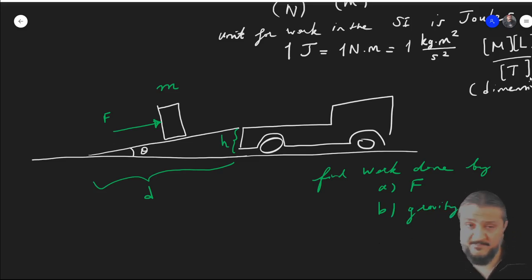We have F pushing it uphill. We have mg, weight, downward. What else do we have? We have the normal force that this inclined plane exerts on the object. That is the normal force, N or Fn. And the angle between mg and n from this side is also equal to theta. This is also equal to theta. Okay, so let that be part C. What is the work done by the normal force?